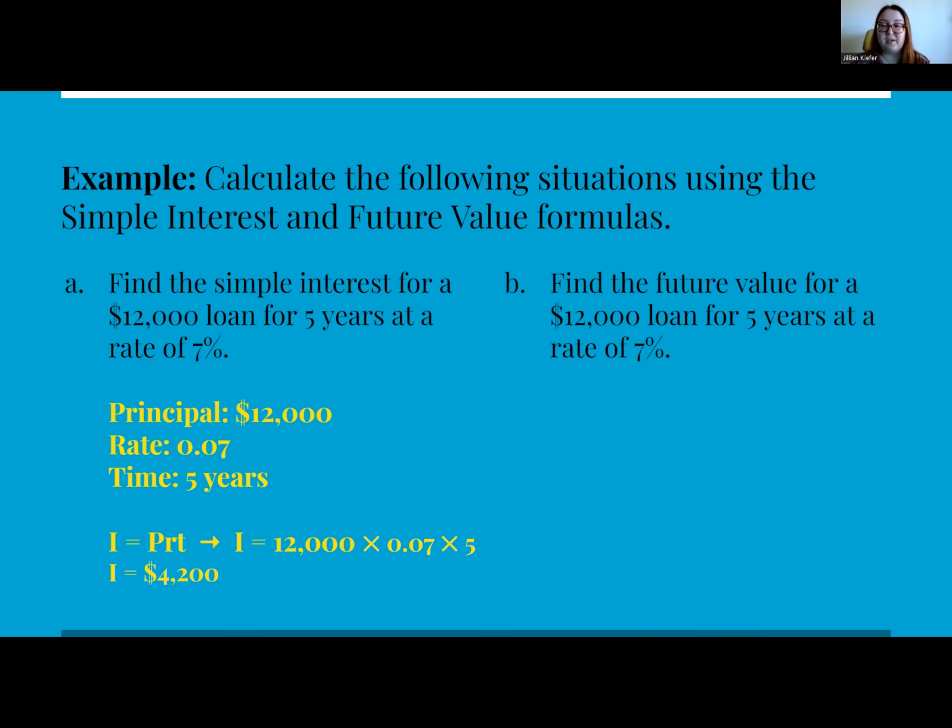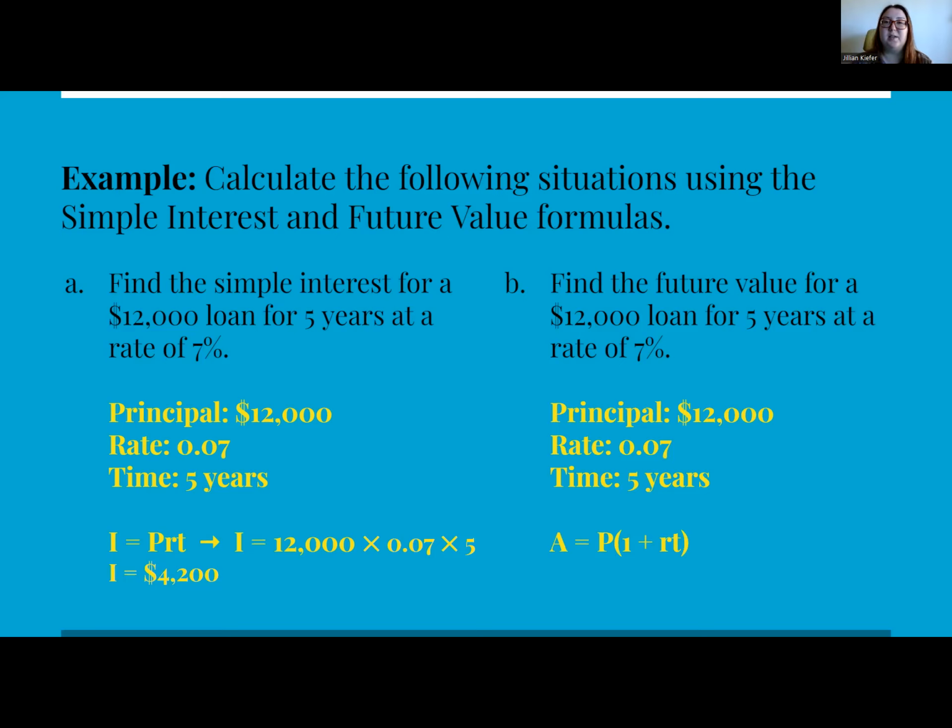We'll find the future value for a $12,000 loan for 5 years at a rate of 7%. So it's the same question. We have the same principal and rate and time, except now we're finding the value of this loan after 5 years. So same information. Principal is $12,000, rate is 0.07, time is 5 years, but now we're going to use our equation for future value.